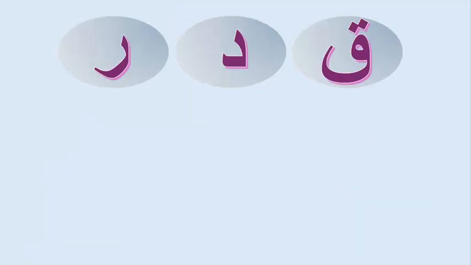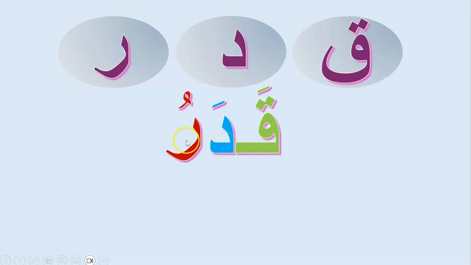Now we will try to read a word using the same technique. I have 3 letters. Q, D, R. I will form them in a word. This is Q. This is the baby Q. This is D. And this is R. Q, D, and R. But it has a vowel. Let's read it together.